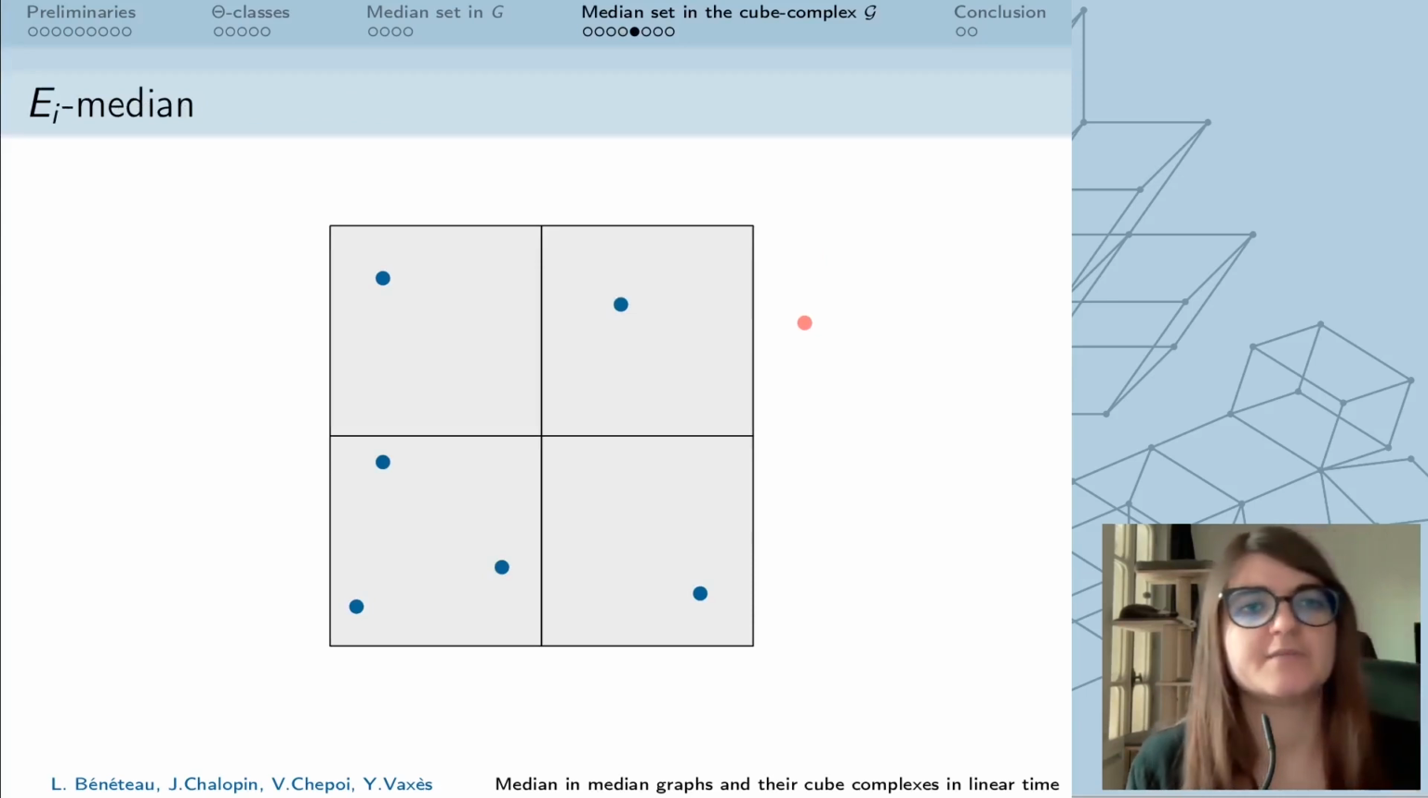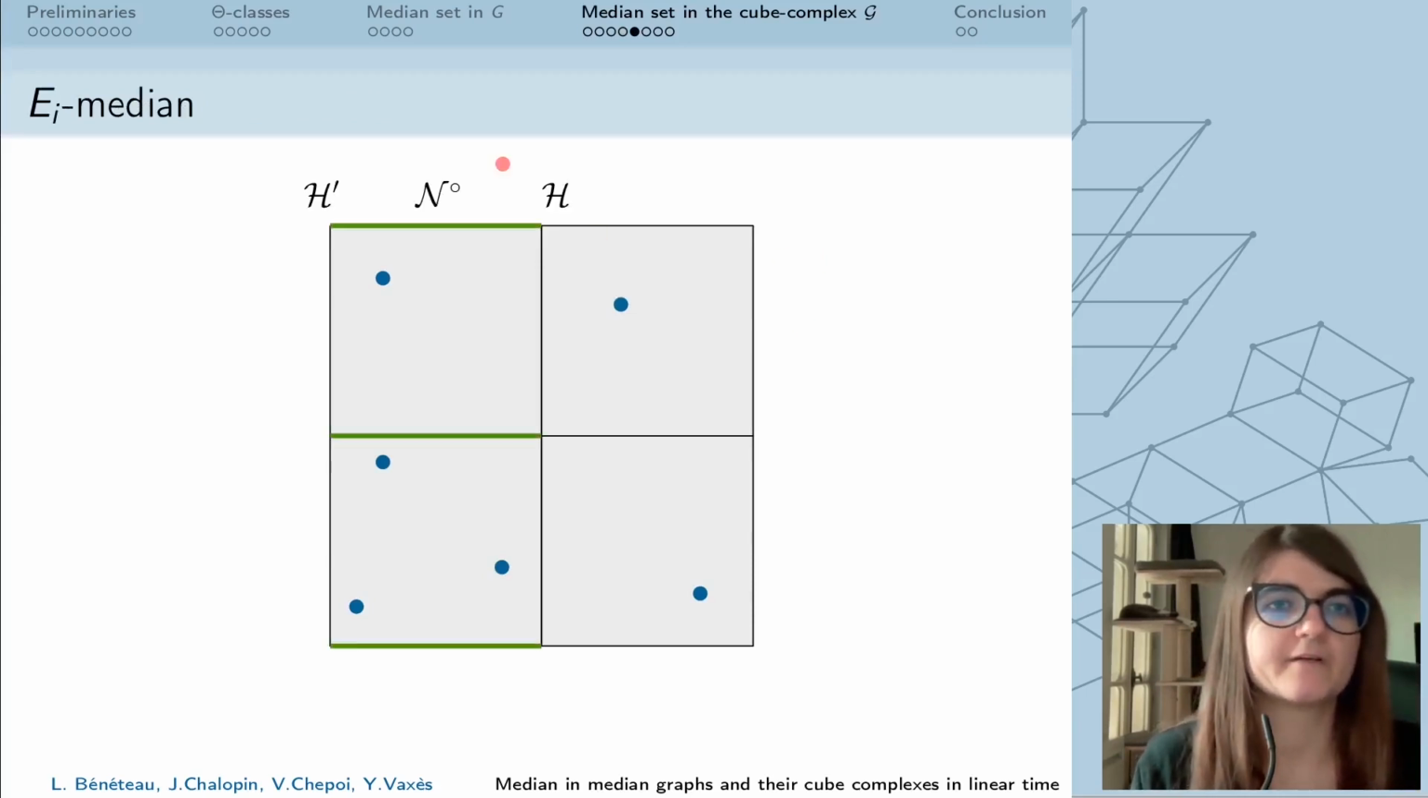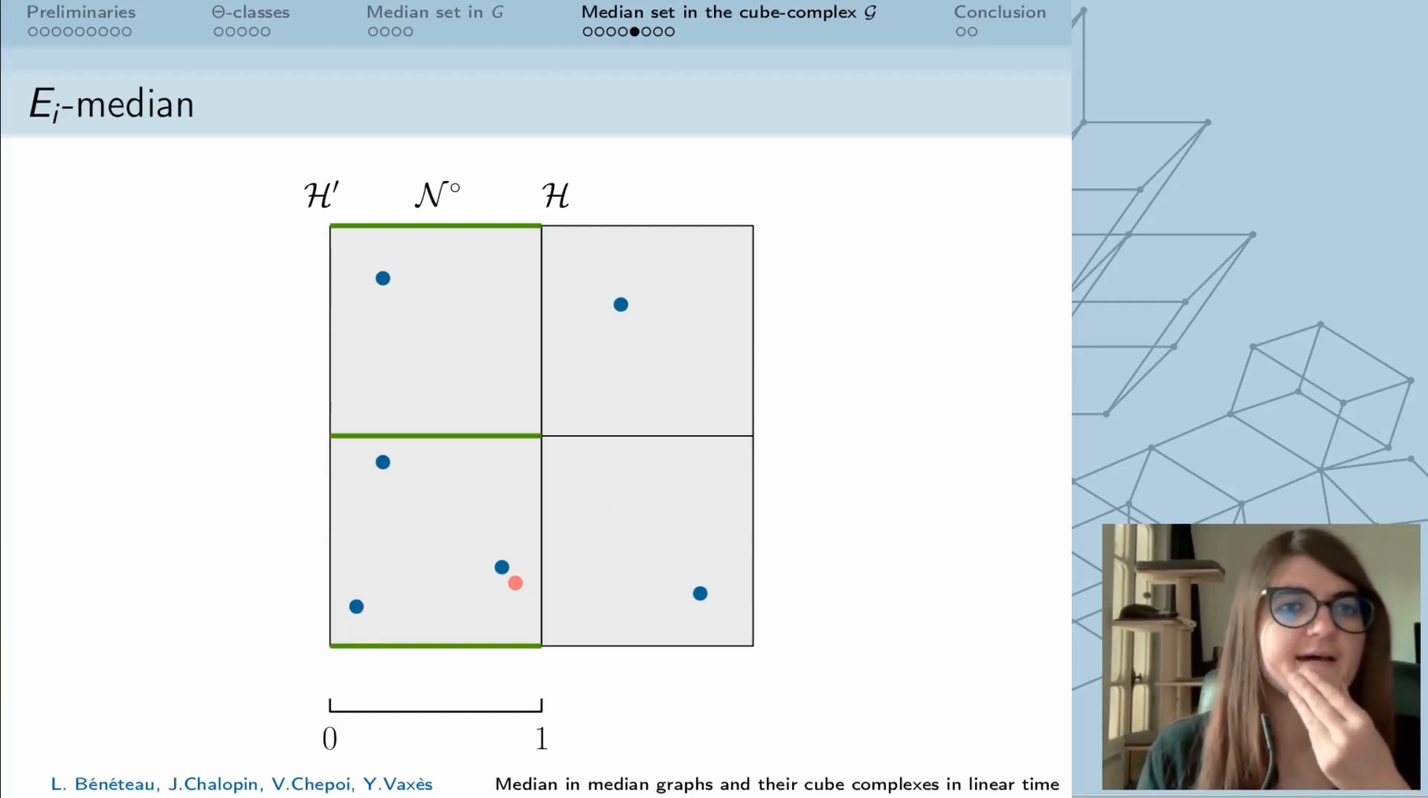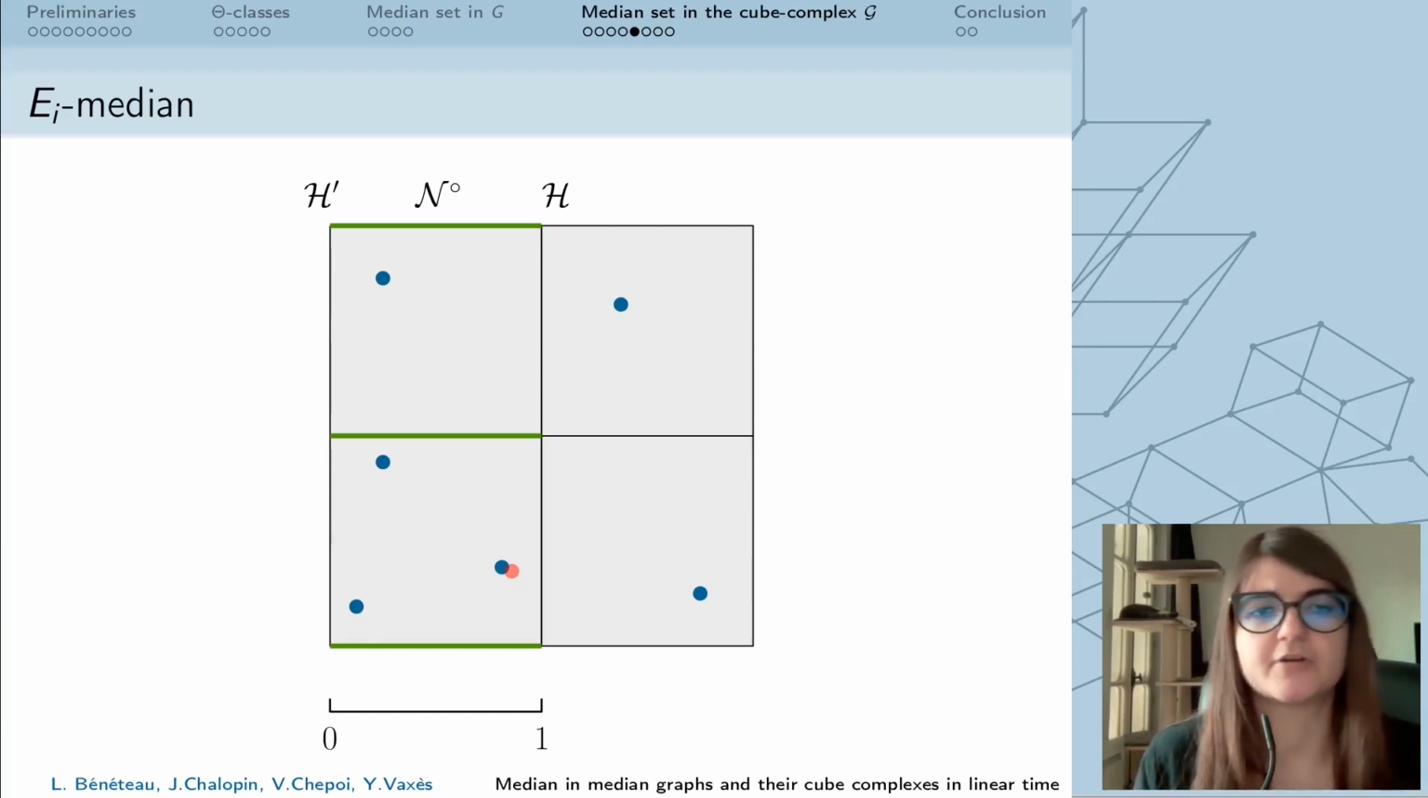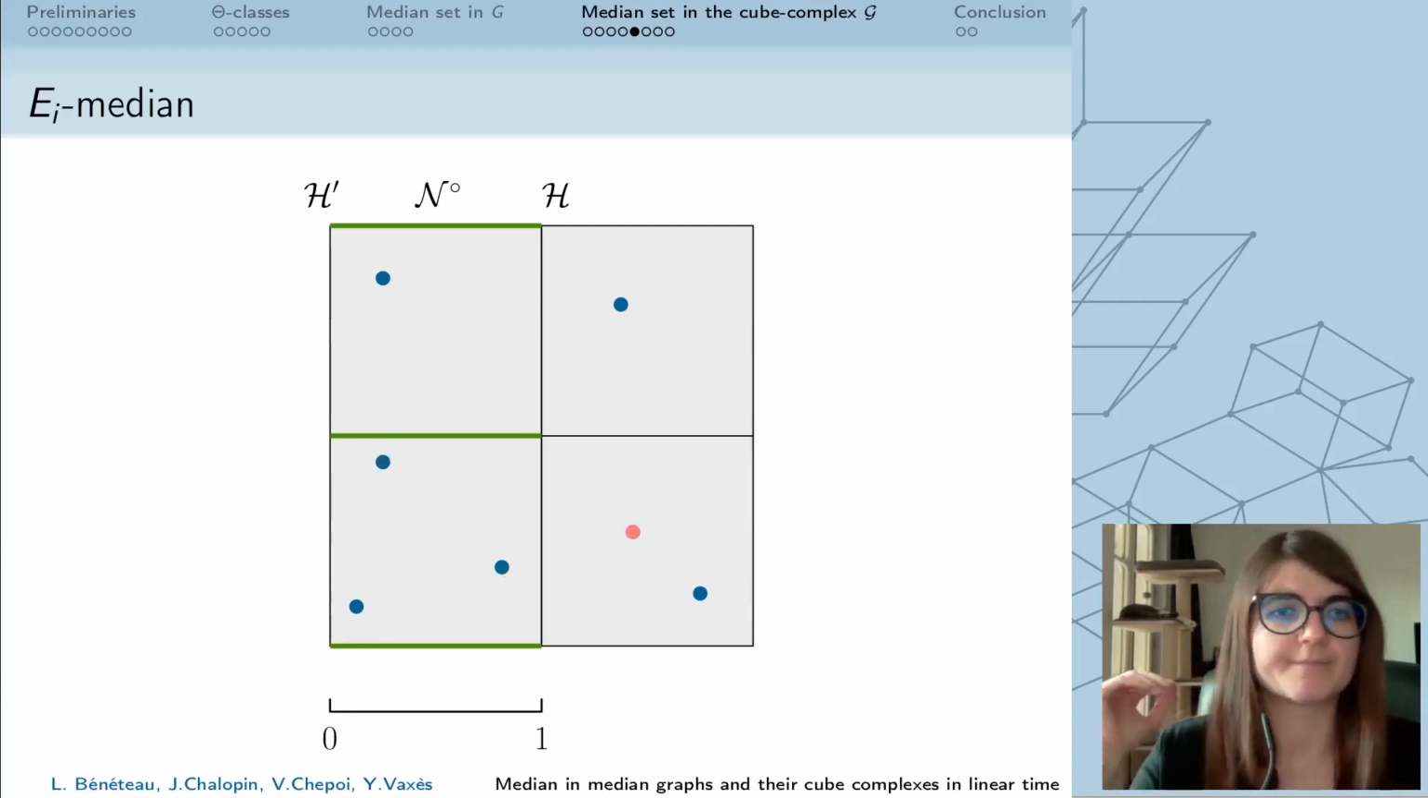So moving to the EI median. Let's take a theta class EI. Then we project each of the terminals. Sorry, I didn't say it. From now on, the terminals have a weight of 1. The blue points have a weight of 1, and all of the others have a weight of 0.